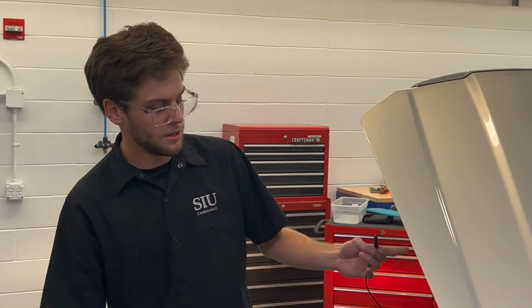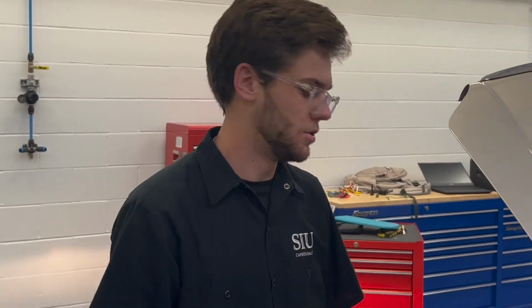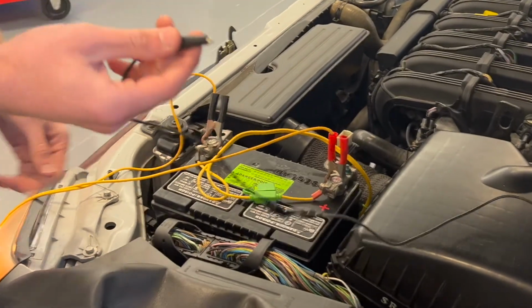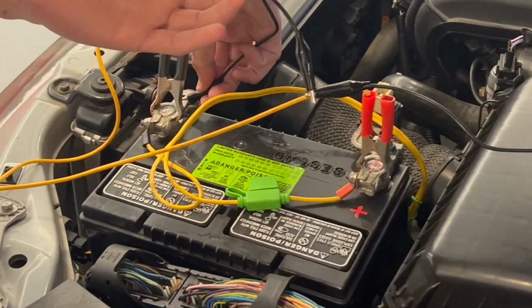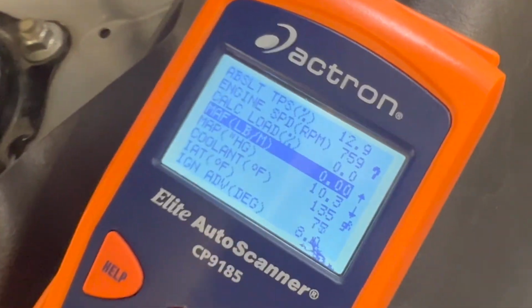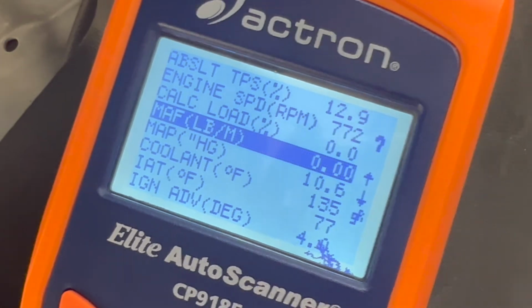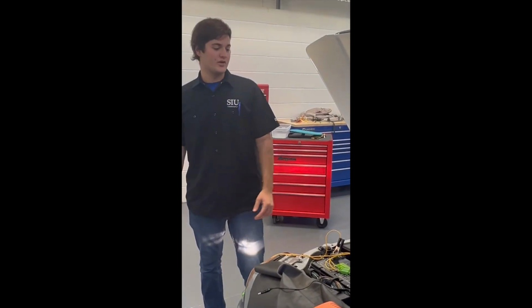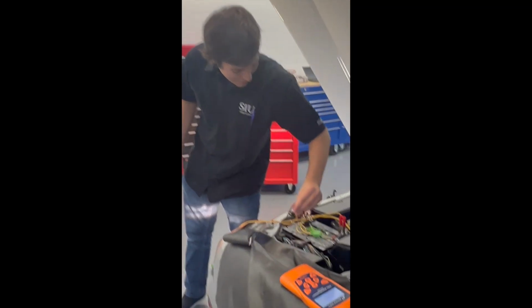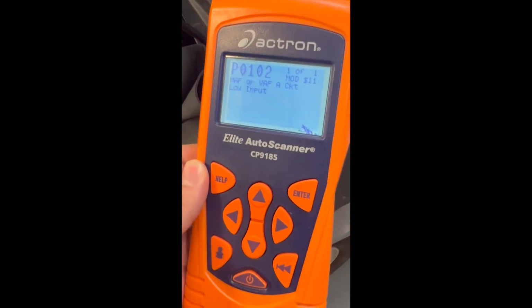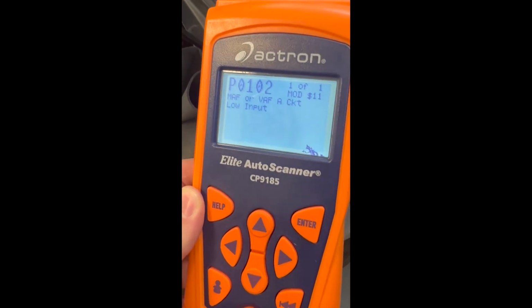We're going to be shorting the signal wire of the MAF sensor to the negative post of the battery to drop the signal voltage. The scan tool now reads 0 pounds per minute, and there is zero change in how the engine is running. After we shorted the signal wire to ground on the battery terminal, it gave us a MAF or VAF A circuit low input code, or P0102.